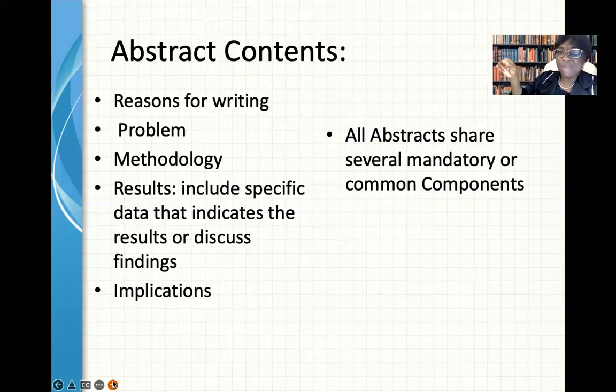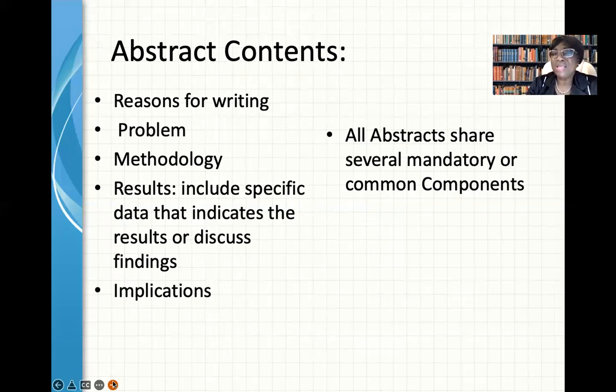And that problem must be highlighted in the beginning of your abstract writing. What is the problem you want to solve? What are your reasons for writing it? What is your methodology? How are you going to gather your primary data, your secondary data?